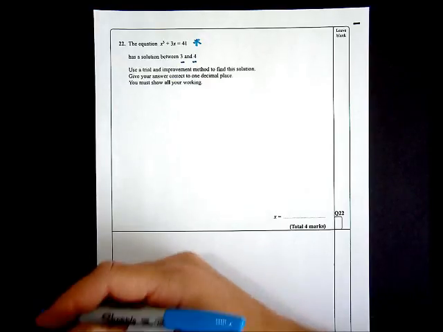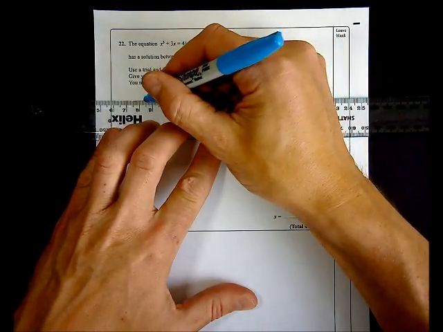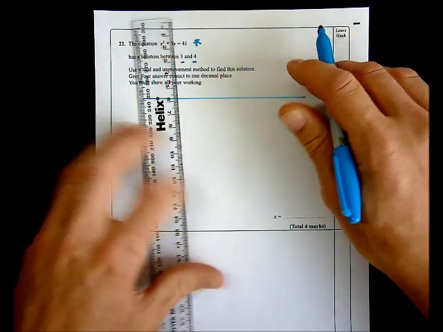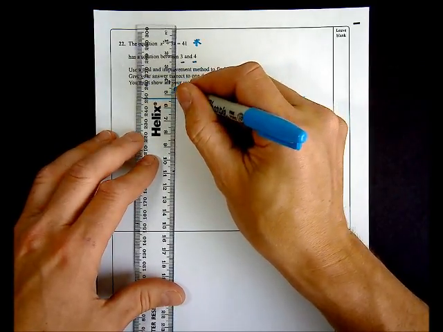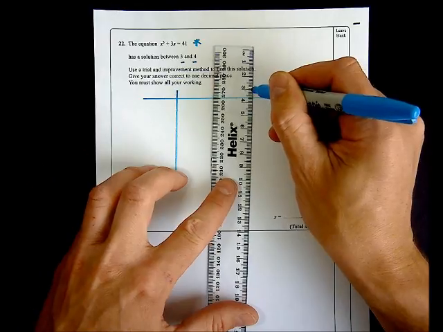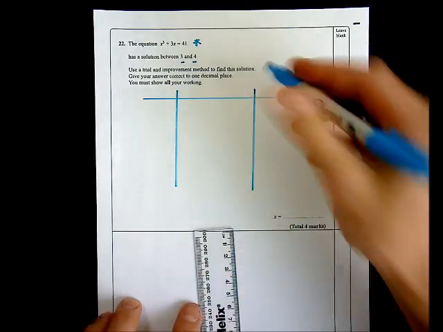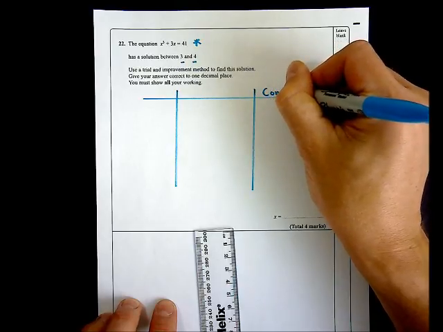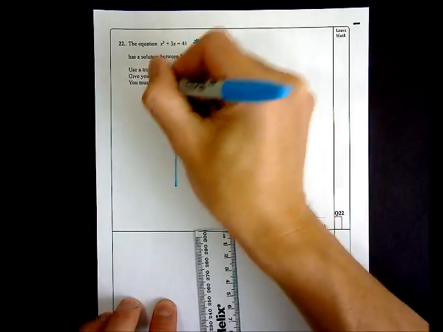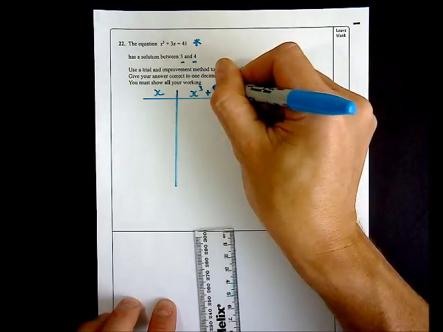Now that means I'm going to have to construct a table of values, so I'm going to start with a rough table of values, and on the left hand side, in the first column, I'll have the values I'm going to attempt for x, and in the middle I'm going to have the answers, and on the right hand side I'm going to have a comment. So this is going to be my comment, this is going to be the values I try for x, and this is going to be what I work out as x cubed plus 3x.